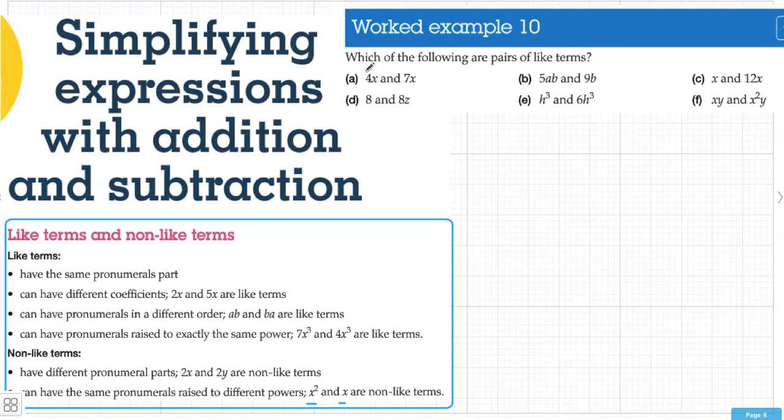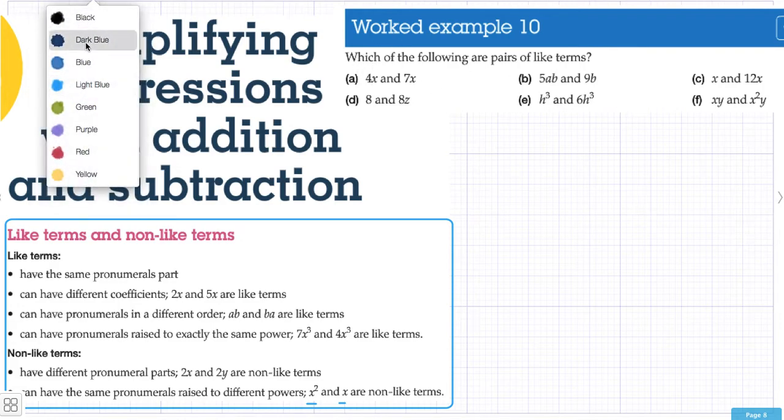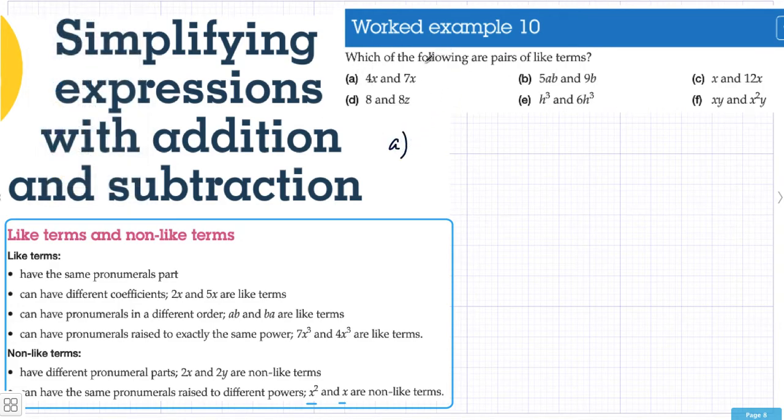What we're going to do here, we've got 6 examples. So we've got the first one. It says, which of the following are pairs of like terms? 4x and 7x. What you need to think about is, are the letters the same? Well, yeah, they've both got an x. It doesn't matter that you've got 4 of them and 7 of them. You've got x's. You don't have other things in there. So 4x and 7x are like terms.